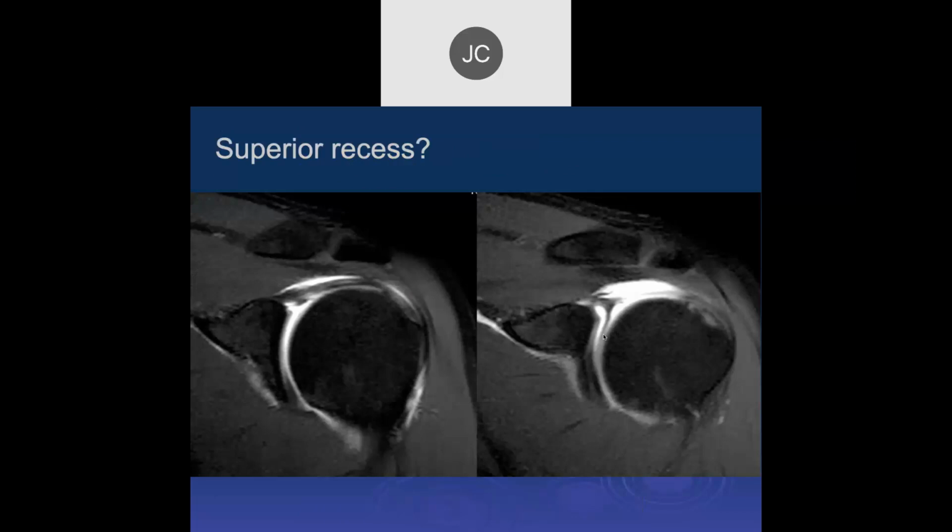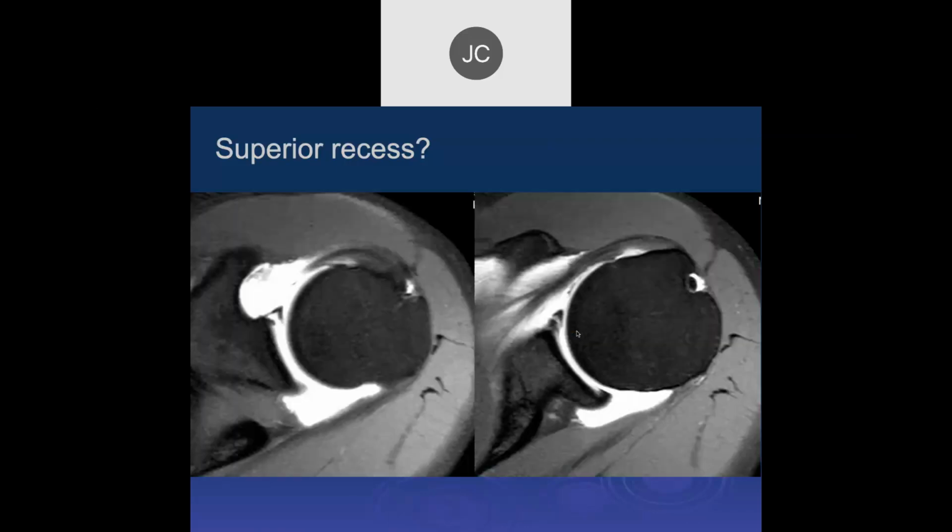Okay, what do you think of this one? All right, so image on the left. There is some fluid undermining that recess, but it also extends more laterally. I'd be more concerned that this is a tear. So there you can see that.